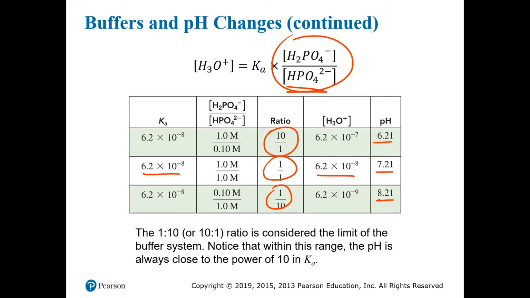By keeping the ratio in that range, we keep the pH in a range of plus or minus 1 unit. If we go any further than that in either direction, we'll be exceeding the buffer capacity and the pH will start to change more rapidly.